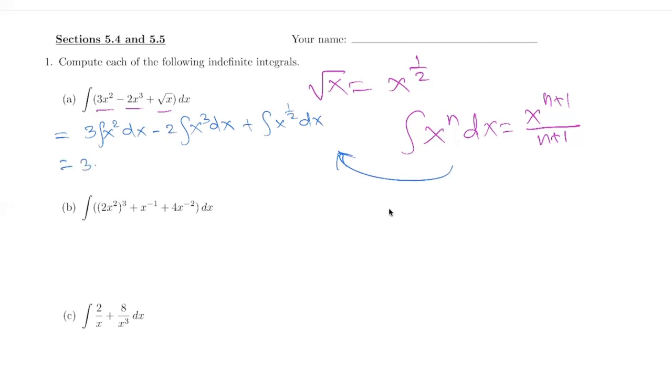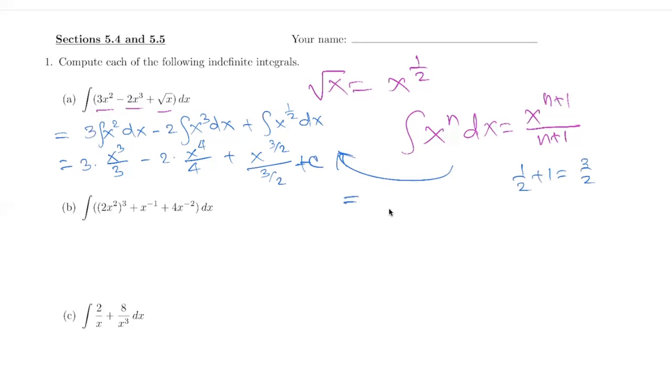Then this is 3. X squared means x to the 2 plus 1, 3 over 3. 2 times x to the 4 over 4. And here x to the 1/2 plus 1, which is 3/2. So x raised to 3/2 divided by the same thing. We get a constant from each term, but there are three, and we collect them as plus c. You can leave it here, but it's always good to simplify.